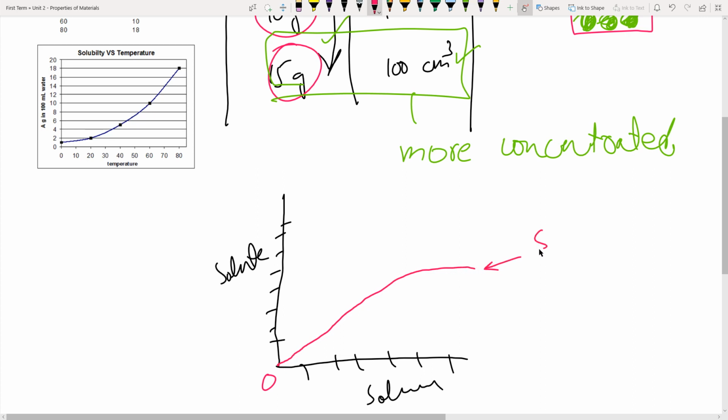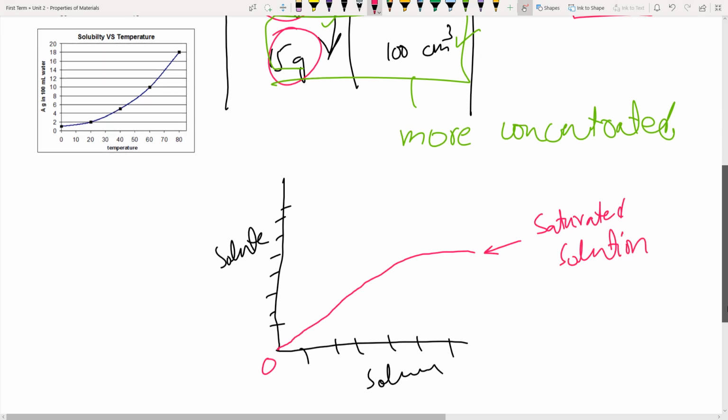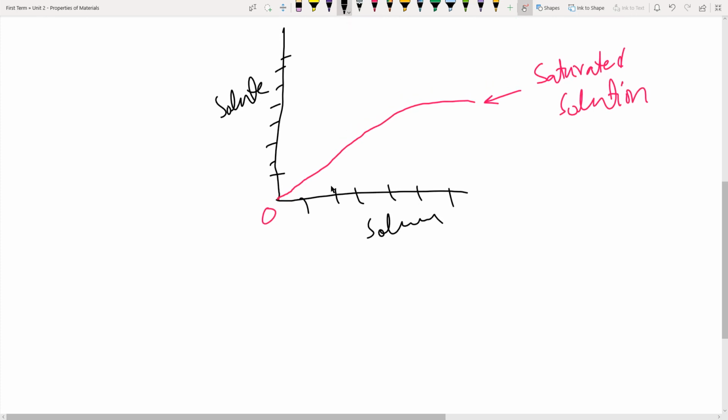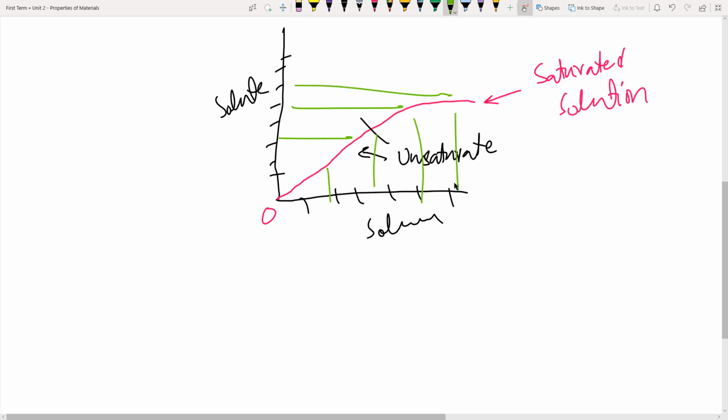At this point, we have achieved what we call a saturated solution, right? So it won't be able to dissolve much more solute. Now, this part over here is unsaturated, right? Why? Because it is able to dissolve more solute, as you can see from these green lines, as the amount of solvent is increased.